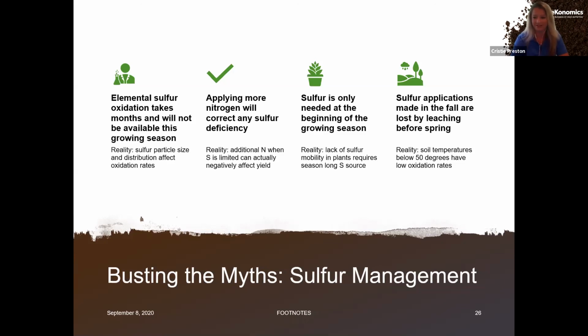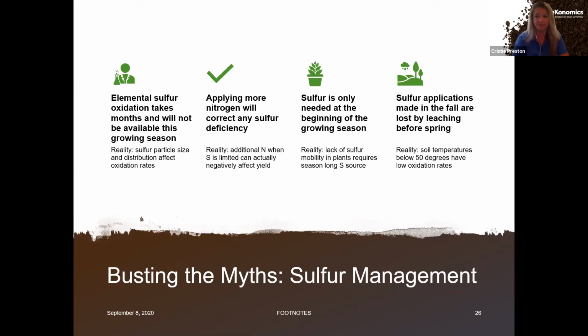In all reality, additional nitrogen can actually make sulfur deficiency worse sometimes and negatively affect yield. But by understanding that there is a relationship there, farmers can maximize both nutrients and maximize their nutrient use efficiency.